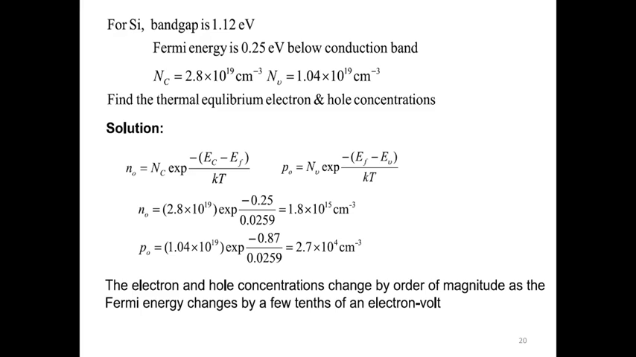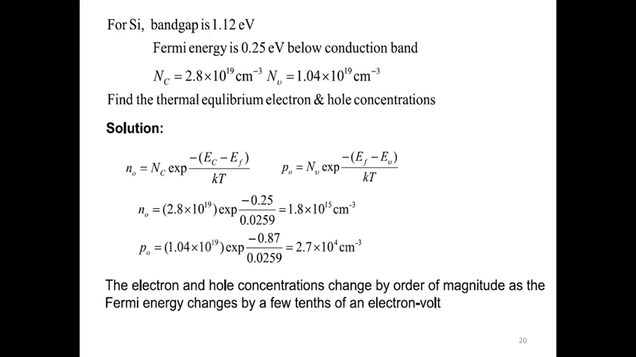Just put the value, do this calculation. Previous numericals and this numerical also you can solve in the notebook, and go through the calculation part thoroughly and check whether the value is correct or not. Then N naught, we are getting here the carrier concentration of electrons, 1.8 into 10 to the power 15, and P naught is equal to 2.7 into 10 to the power 4 per centimeter cube.